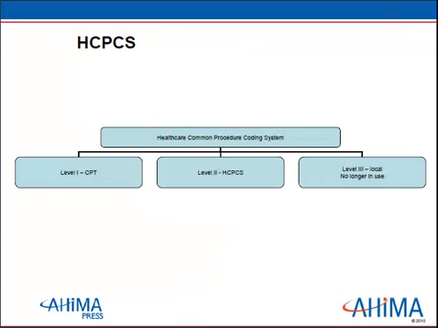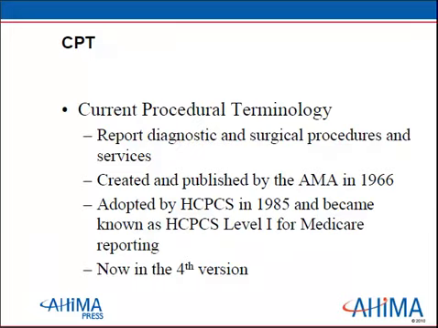HCPCS stands for Healthcare Common Procedure Coding System. We have 3 different levels, which we'll talk about. Level 1, 2, and 3. Level 1 codes are Current Procedural Terminology, or CPT codes. These report diagnostic and surgical procedures and services. These were created and published by the AMA in 1966. We're now in the 4th version of CPT.